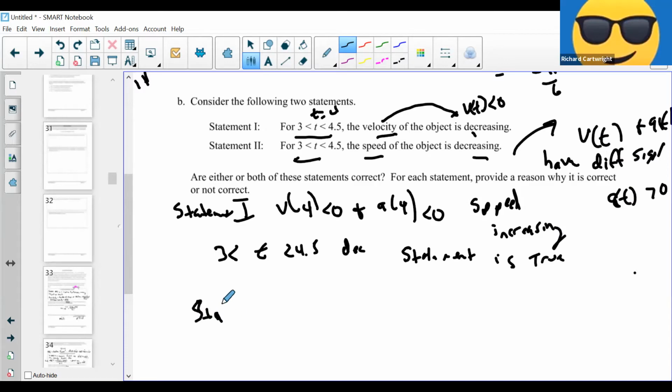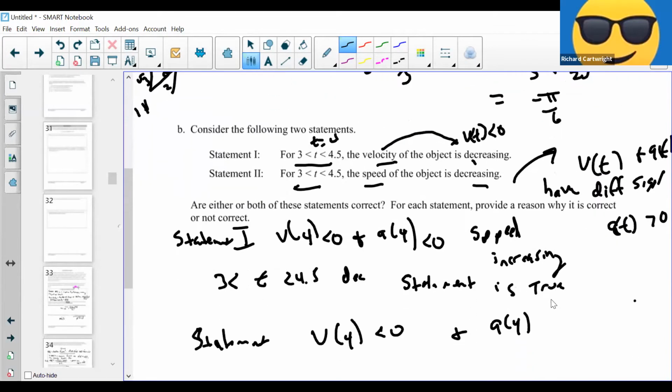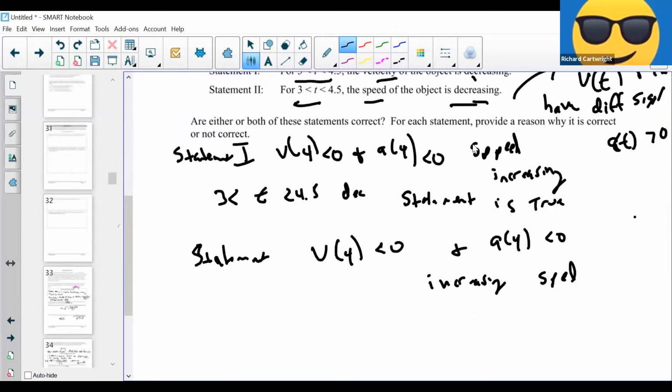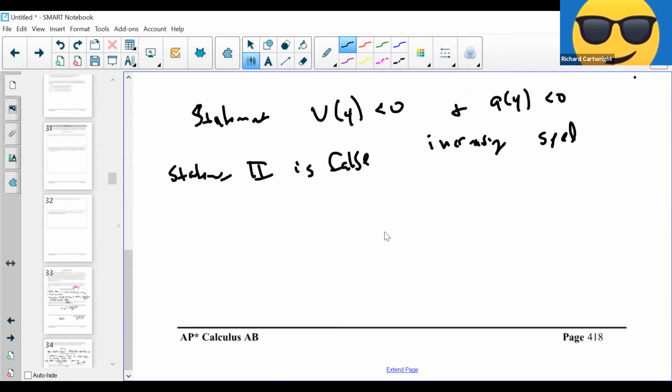So for statement 2, since v of 4 was less than 0, and a of 4 was what? Somebody tell me what it was. I don't want to scroll up. You're helping me out. That's why it would take longer. A of 4 was less than 0. That meant increasing speed. He said speed is decreasing. So that's false. Statement 2 is false. All right. That was all I wanted to get through.